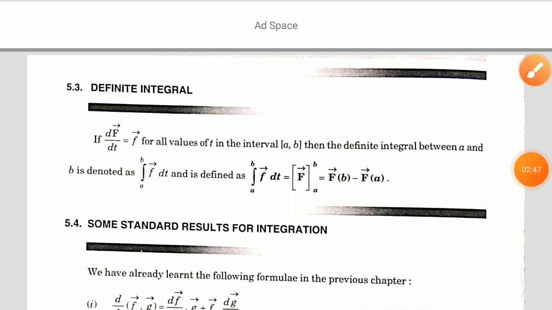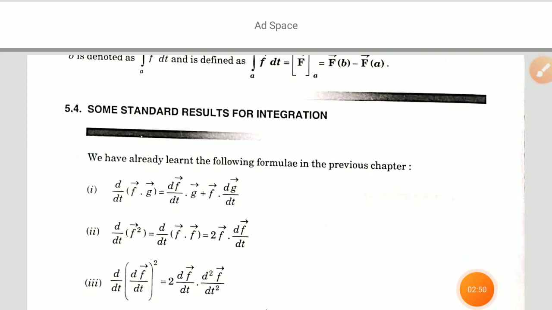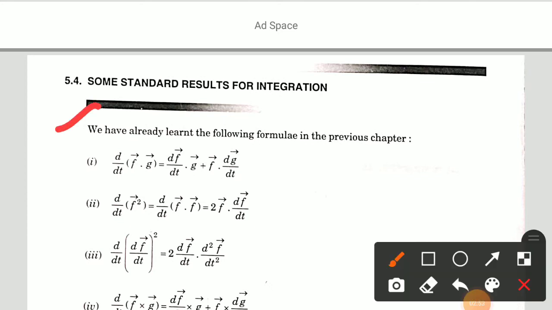Now taking some standard results for integration, we have already learned the following formulas in the previous chapter. First, the derivative of the dot product of f and g is equal to df by dt dot g plus f dot dg by dt. Second, the derivative of the vector function squared, d by dt of f dot f, is equal to 2 times f dot df by dt. Third, d by dt of (df by dt) squared is equal to twice of df by dt dot product with d square f by dt square.